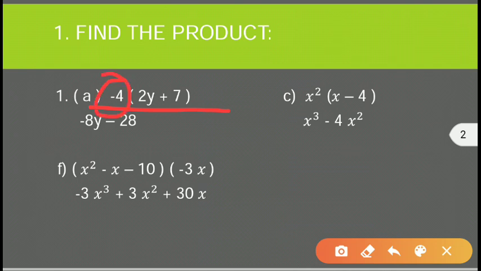Here -4 is a monomial and 2y plus 7 is a binomial. Means you have to multiply a monomial with a binomial. So how will you multiply? First of all, take this -4 and multiply with 2y. And then again take this -4 and multiply with the 7. Means take the monomial and multiply it in the binomial or trinomial one by one.